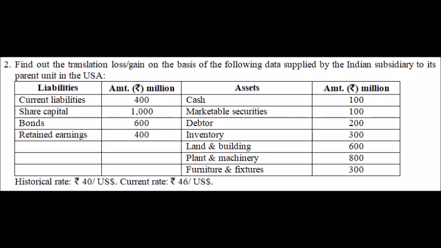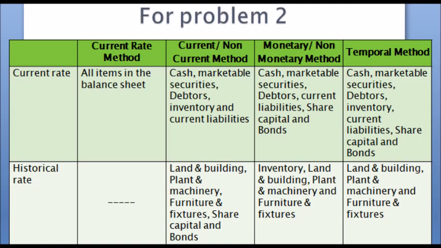Problem 2. In this problem, both the sides, assets and liabilities, are tallying at rupees 2,400. We also have retained earnings on the liability side. The method of solving problem 2 is the same as solving problem 1. So do not get confused with the retained earnings figure. It may appear or it may not appear in the question. In case of current method, all balance sheet items will be recorded at current rate.